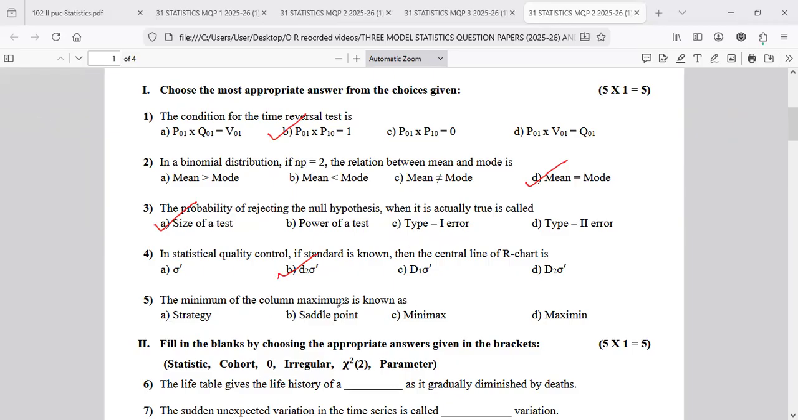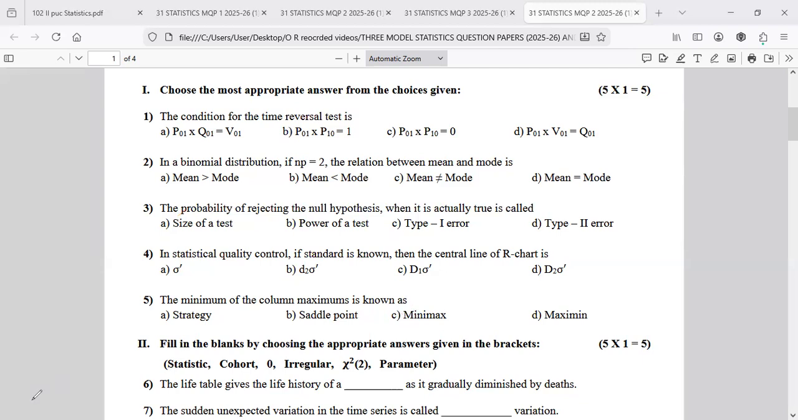The minimum of column maxima. The minimum of column maxima. This is game theory. So this is minimax. The minimum of column maxima is called minimax. The maximum of row minima is called maximin. Correct? Yes. So this is called MCQ.